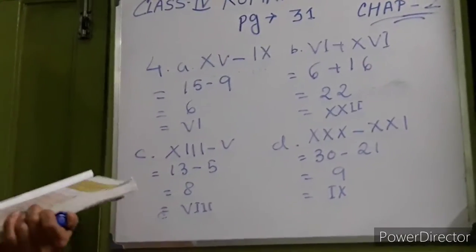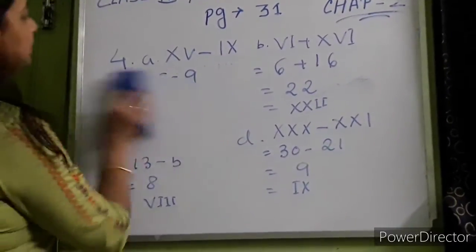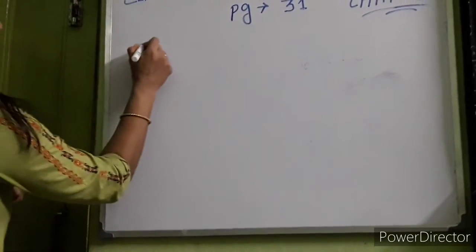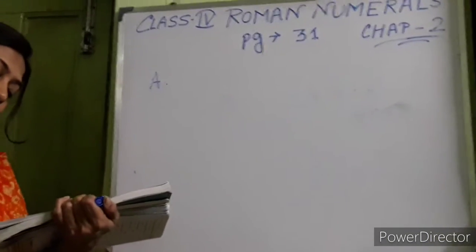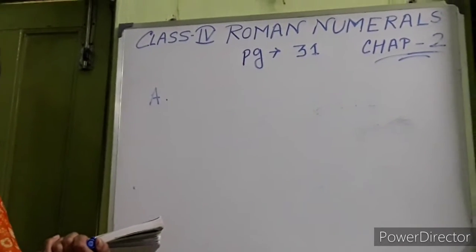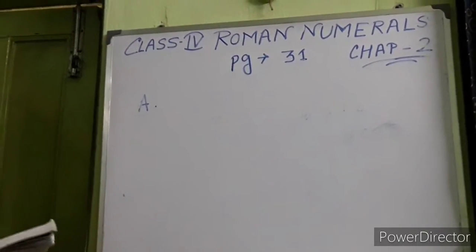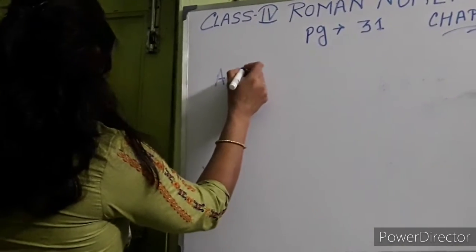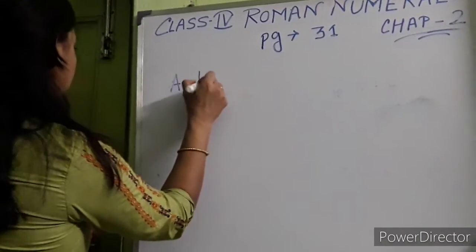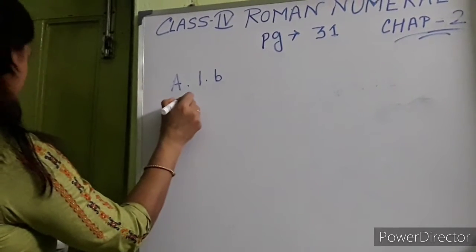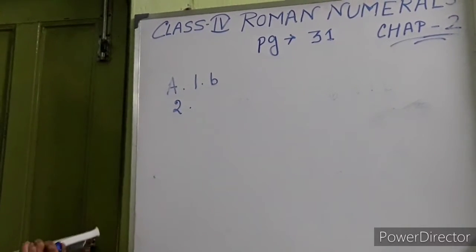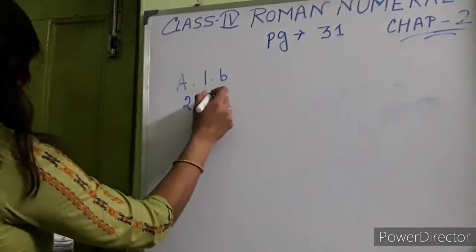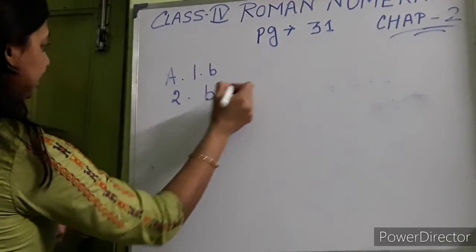The next one, multiple choice questions. Question number A: the number of basic symbols in the Roman system is 6, 7, 8 or 5. You already know that there are 7 symbols for Roman numerals, so the answer is B. Now 2. Which of the following cannot be subtracted? L can never be subtracted. So the answer is L, which is B.